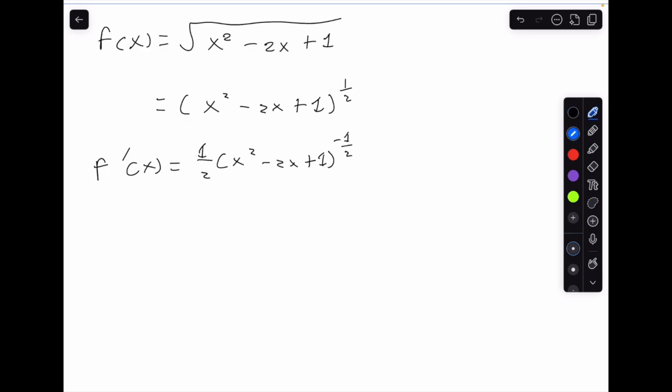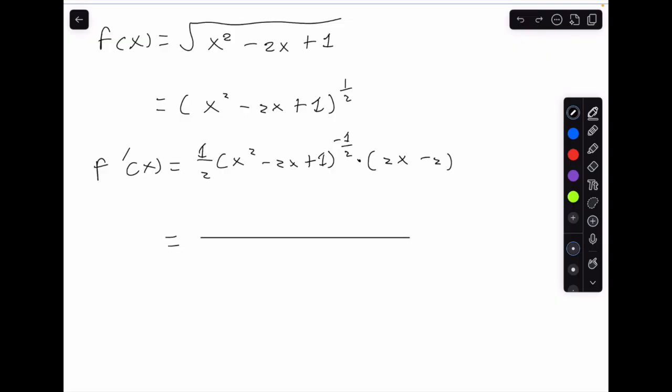And then now let's take into account the inner function. The inner function is just the derivative of x squared minus 2x plus 1. So that's just 2x minus 2, and then that 1 is gone because the derivative of a constant is 0.